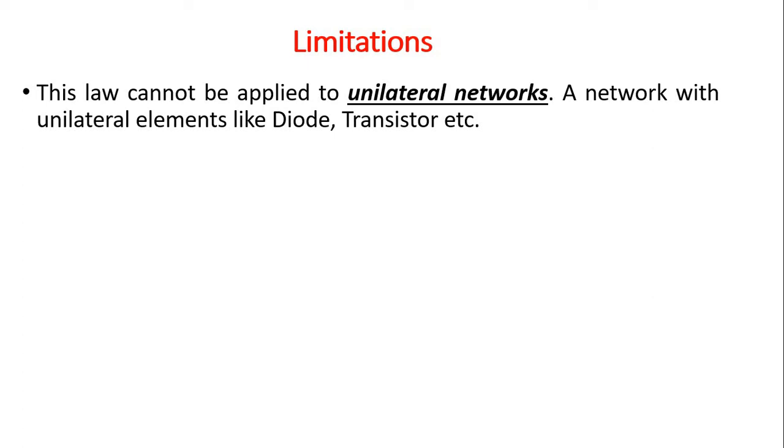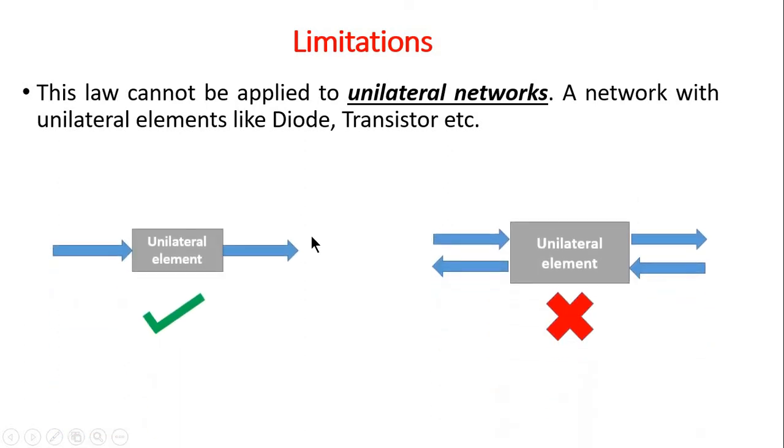Okay. First, we should understand what is meant by a unilateral network. We will understand it with the help of a diagram. Let's suppose this is my unilateral element. Basically, this network is nothing but a circuit which has some unilateral elements, like diodes, transistors, etc.